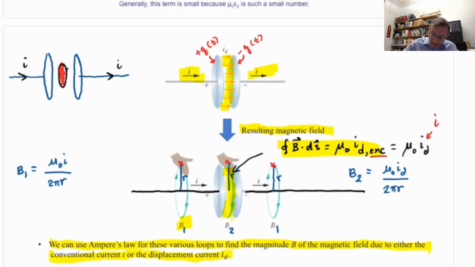And you can figure out that fraction if I tell you the radius little r of the loop as well as the radius big R of the plates. I'll let you think about that a little bit, okay?